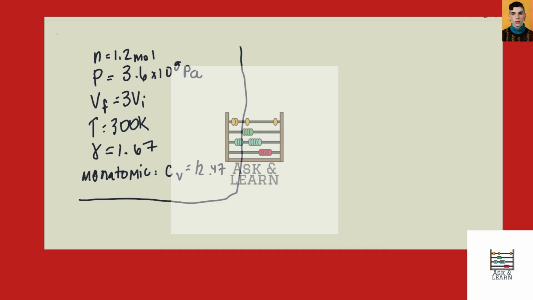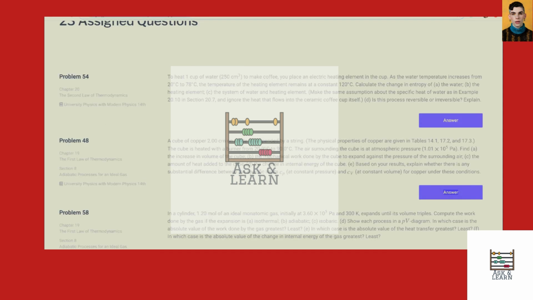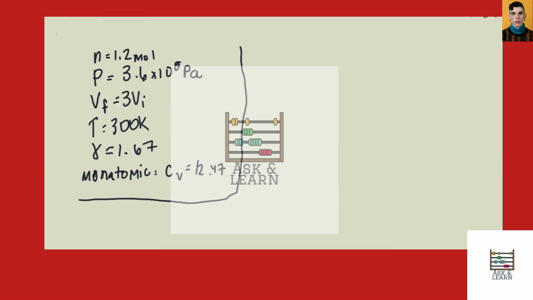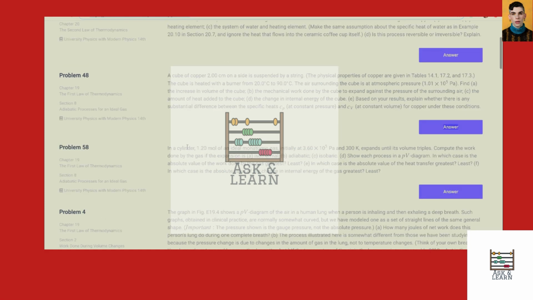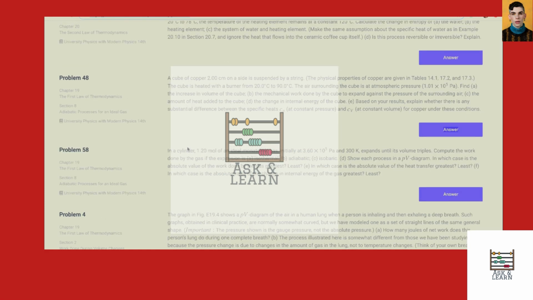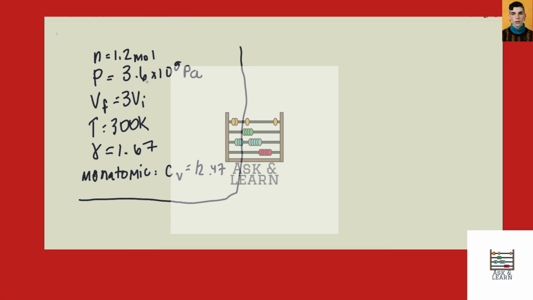So this problem basically considers the different ways that you can expand a gas and compares all of them. You have a gas in a cylinder, initially at this temperature and pressure, and it expands until the volume triples. Compute the work done if it's isothermal, adiabatic, isobaric. This is a straightforward problem: just use the formulas that they give.